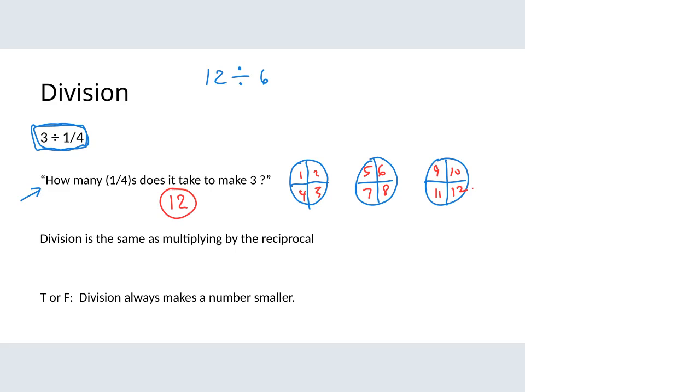So let's revisit that idea that division is the same as multiplying by the reciprocal. In this one, what I want to do is 3 divided by 1/4. First question I'm going to ask you is, what is the reciprocal of 1/4?